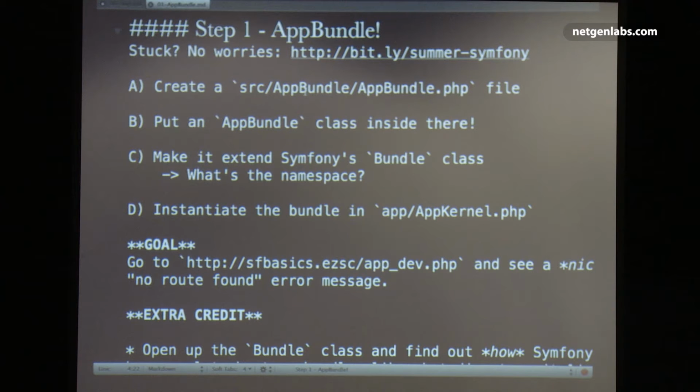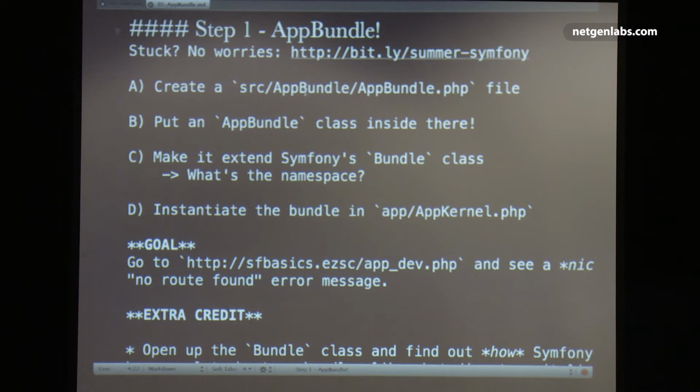So the first thing is we're going to create a new file, src/AppBundle. You'll need to create a new directory called AppBundle, and then a new file inside of there called AppBundle.php. And if you don't even see a source directory, then raise your hand. We'll make sure that you look at the right spot. But go ahead and create that file.